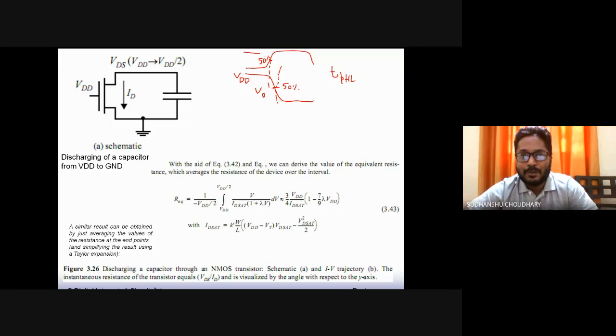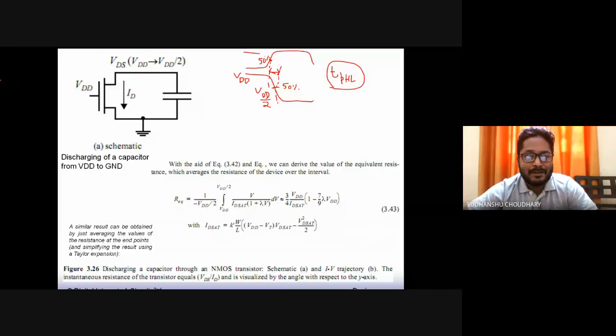So two regions of operation one can select, that is VDD to VDD by 2, because we were trying to calculate TPHL, and TPHL was calculated by considering the 50% time between input and output, right? So this time was used to calculate TPHL. So the region of operation could be from VDD to VDD by 2 when we are going from high to low, that is when we are trying to discharge the output capacitance.